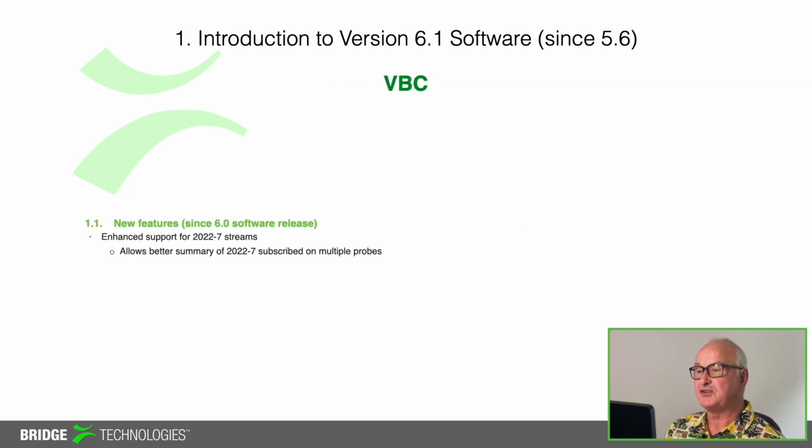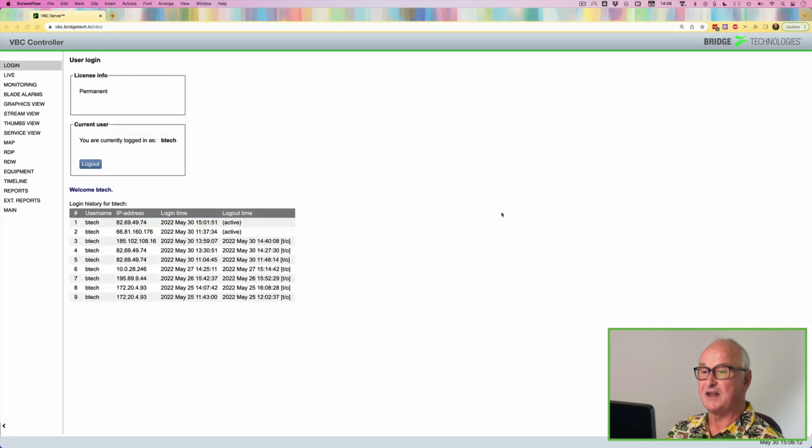In VBC, the major change is that it enhances support for ST2022-7 streams, in other words, redundant streams. And again, we'll look at that in the demo later. Right, so let's get straight on with the demo itself.